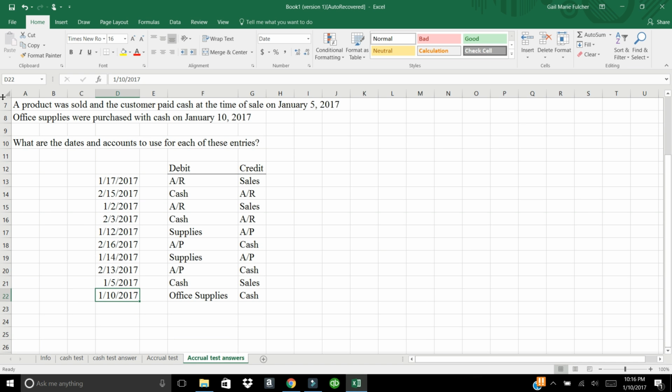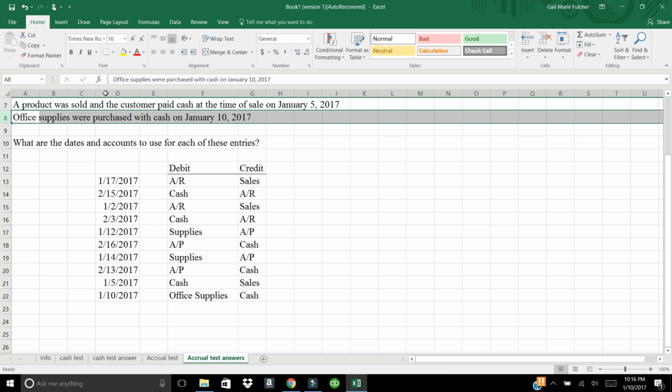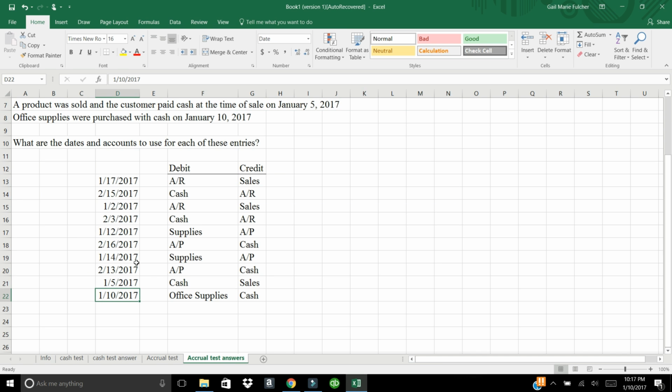The same with this next transaction. Office supplies were purchased with cash on January the 10th, 2017. It only requires one transaction. We do not put it through accounts payable because it is not accounts payable. We are paying cash at the time of purchase. They did not extend us credit. So the date is January 10th, 2017. Our debit will be to office supplies and the credit will be posted to the cash account.